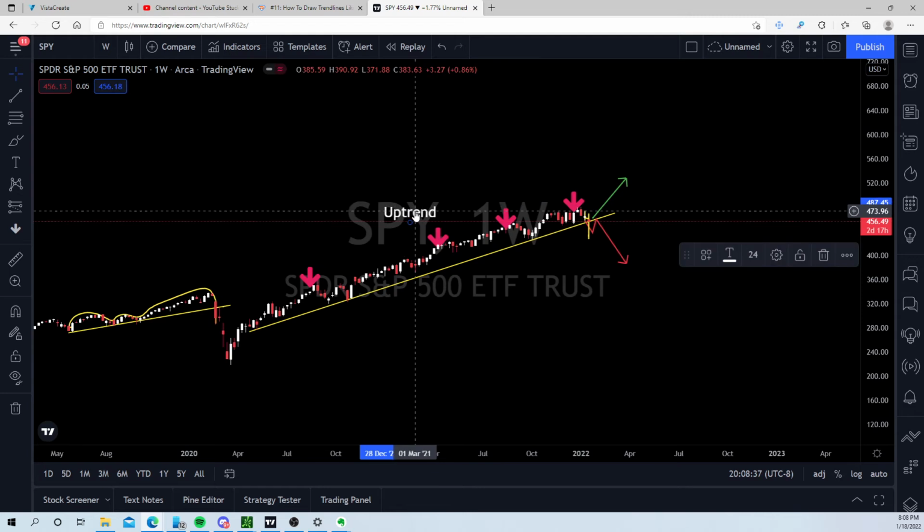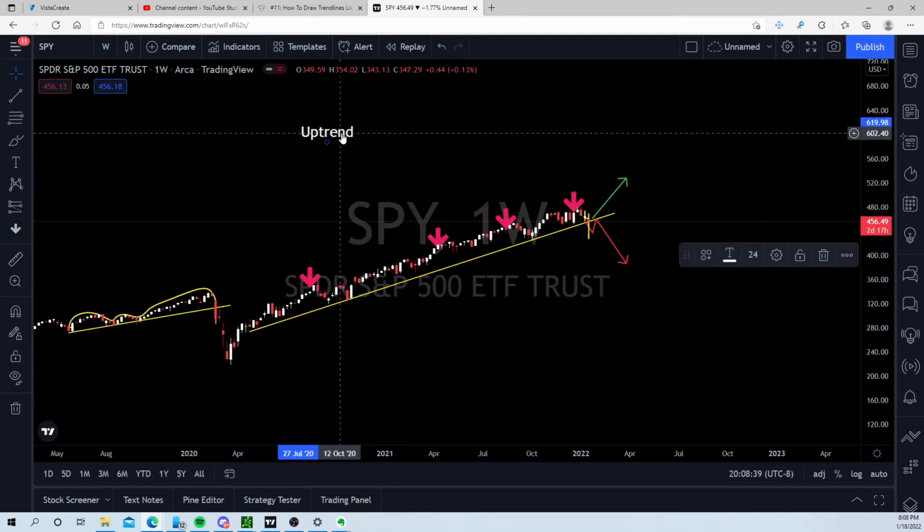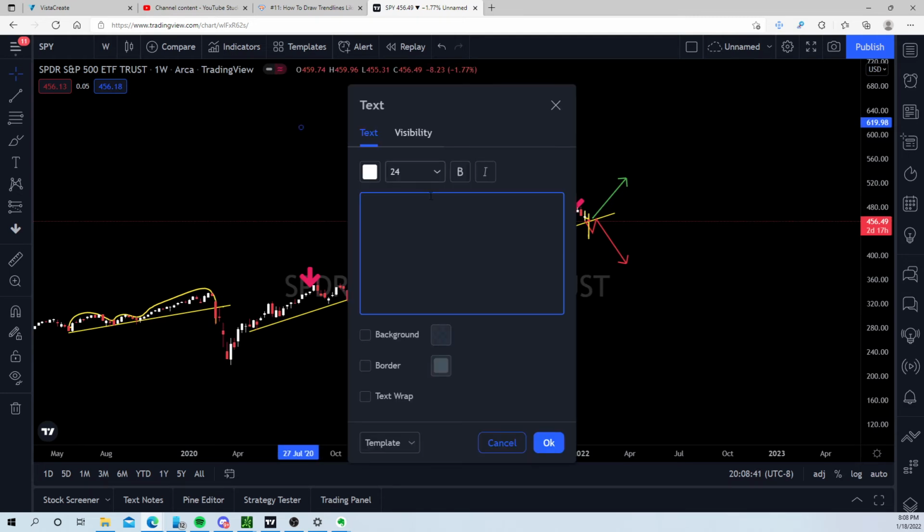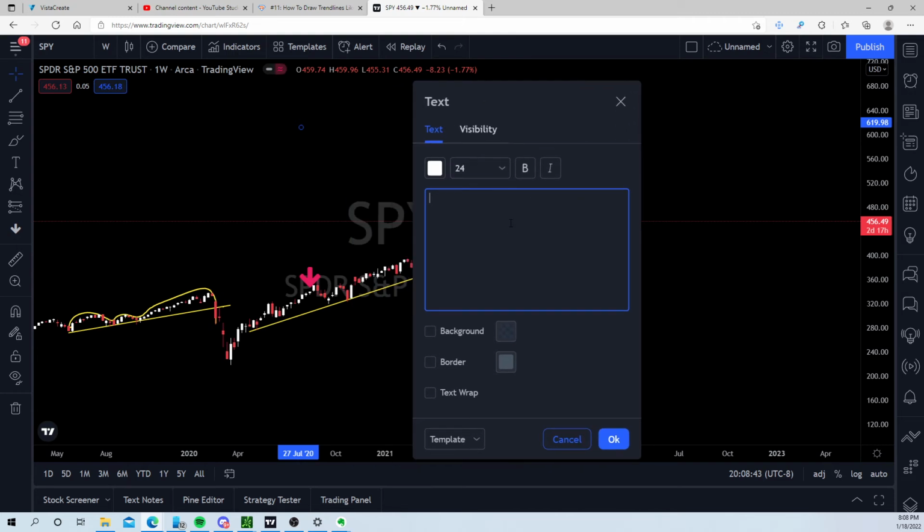So just to go over what we went over this whole session. What is a trend line? Trend line shows the direction of a stock, bullish or bearish.